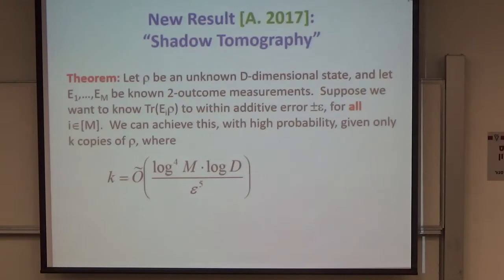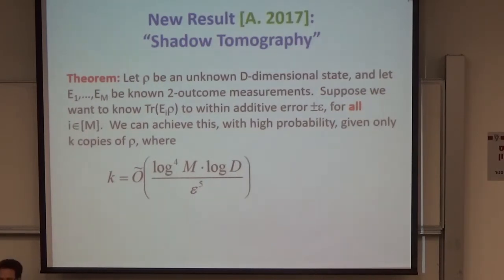Now let me tell you the new result that I have. This is what I call shadow tomography. Originally, I was calling it batch tomography, but then I talked to a physicist friend, Steve Lamea, who said I should call it something that sounds sexier. Basically the idea is that this is like tomography, except that we're not going to learn the density matrix of a state. We're just going to learn the shadow cast by the state on a bunch of measurements that we might care about.